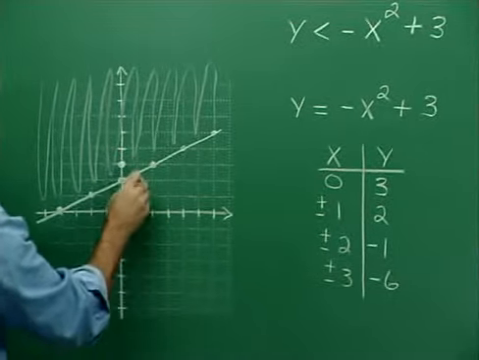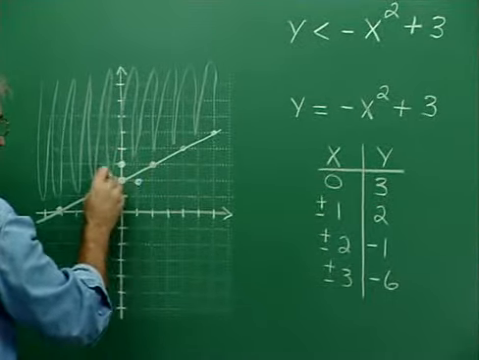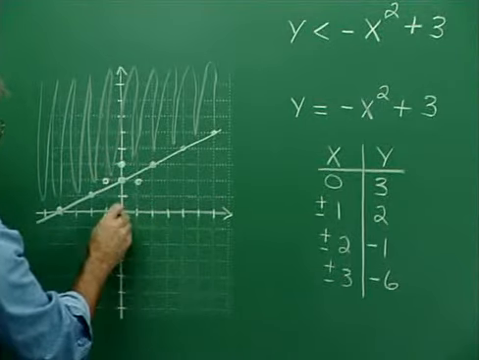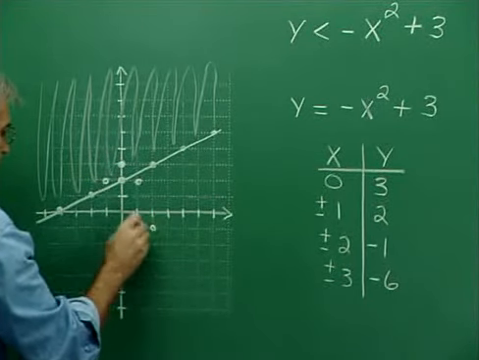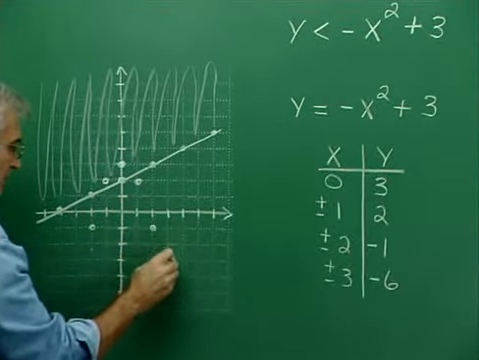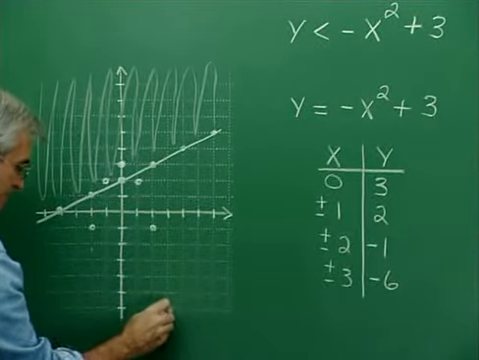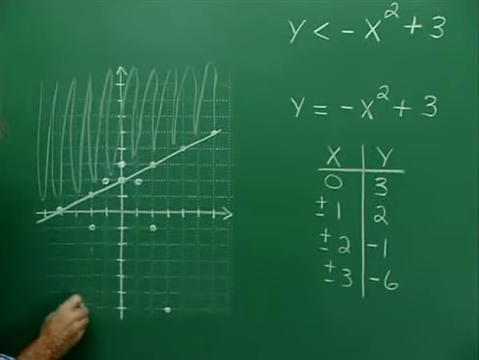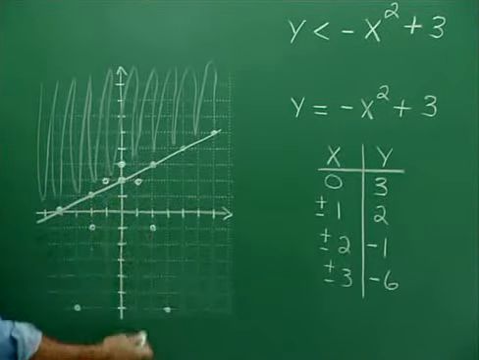Plus or minus 1 goes to 2. Plus or minus 2 goes to negative 1. Plus or minus 3 goes to negative 6. And now I'll construct the graph.